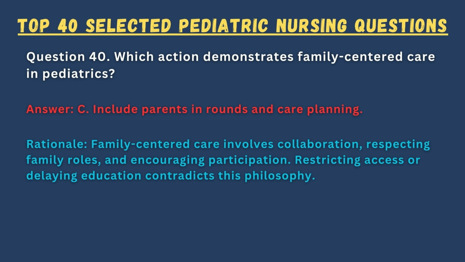Answer. C. Include parents in rounds and care planning. Rationale. Family-centered care involves collaboration, respecting family roles, and encouraging participation. Restricting access or delaying education contradicts this philosophy.